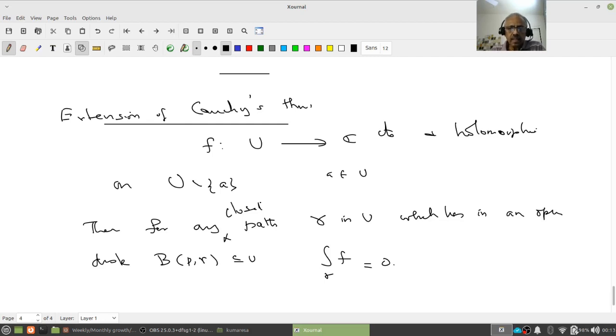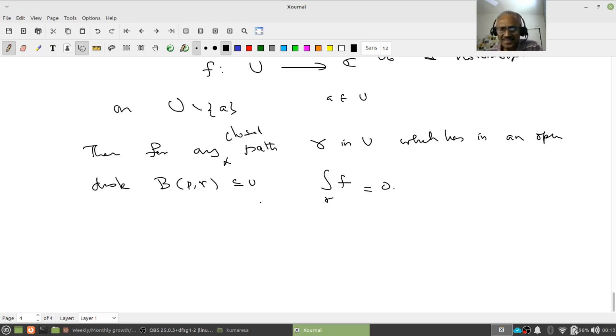Okay, so if it is contained in some convex set or an open disk, then the line integral of f over gamma is 0. This is precisely what your ordinary Cauchy theorem said. Do you see that? Think, pause, review, proceed.